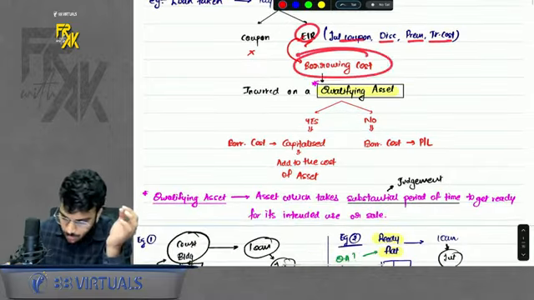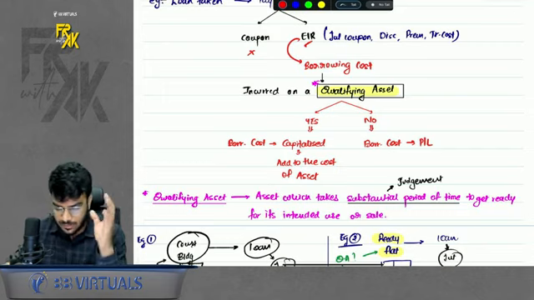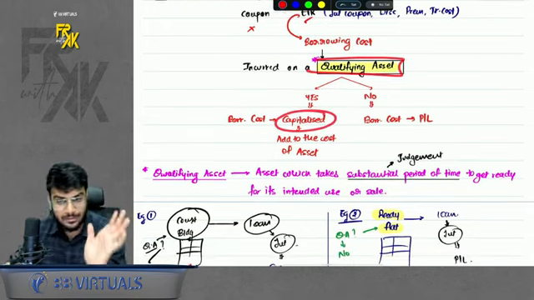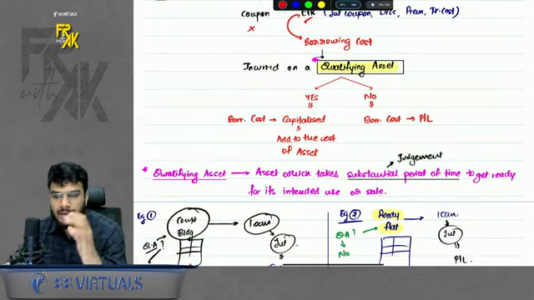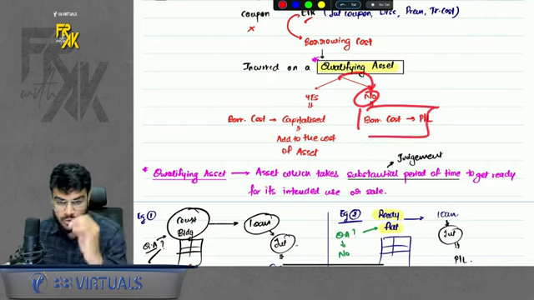Now, what will happen with this borrowing cost? Normally we transfer it to profit and loss, but Ind AS 23 says if you are incurring the same on a qualifying asset, you can capitalize it. What is the meaning of capitalizing? You can add it to the cost of the asset. But if you have not incurred it on a qualifying asset, you can transfer the borrowing cost to profit and loss.